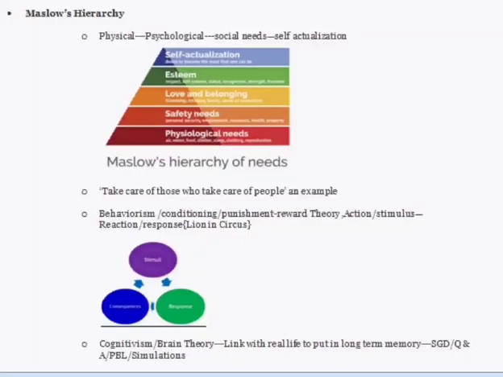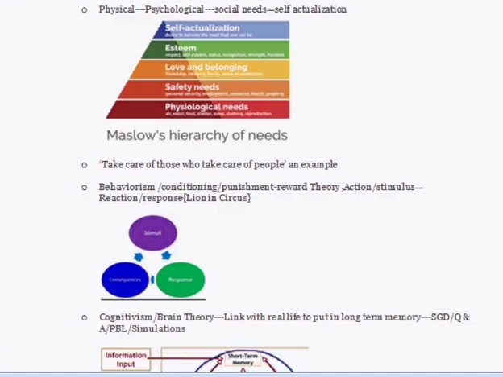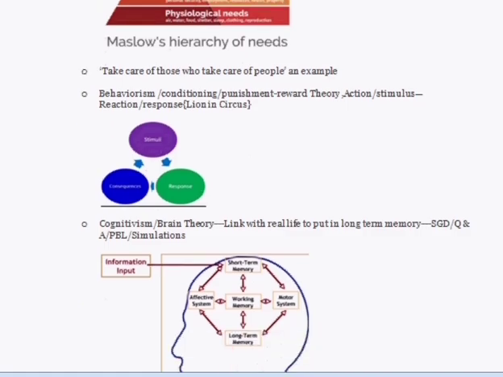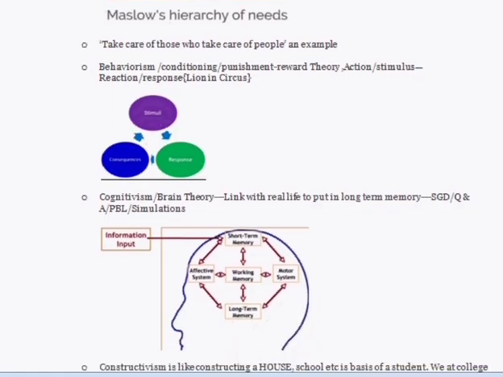Maslow's hierarchy of needs: physical, psychological, social needs, self actualization, esteem, love and belonging, safety needs, physiological needs. So you have to take care of the learners and workers so that they can work to the maximum. In behaviorism, conditioning or punishment reward theory, action leads to stimulus, which leads to an action or response.